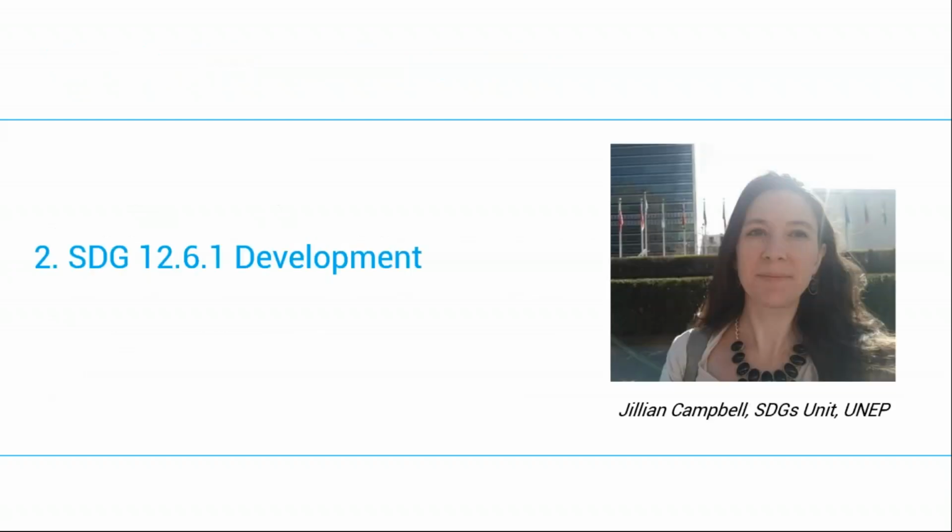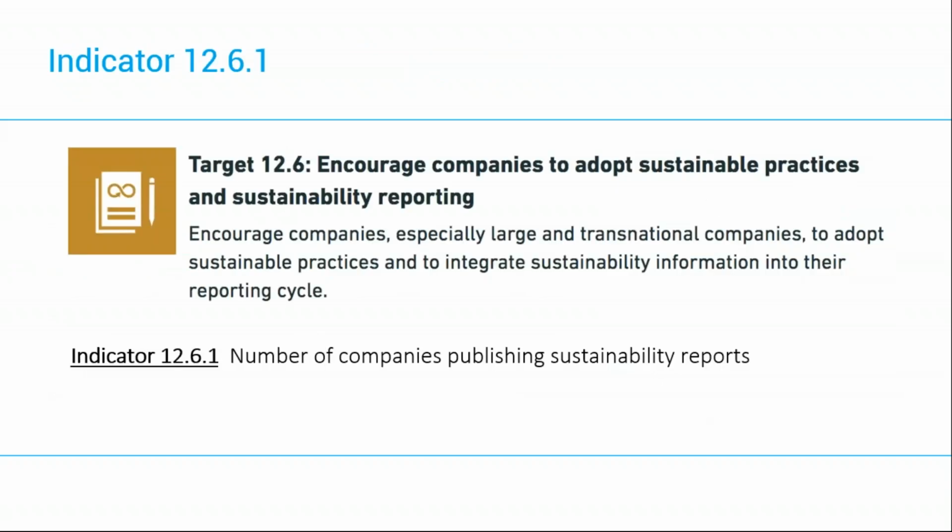And so you can skip to the next slide also. So I just want to say that the actual indicator that we have is under target 12.6, which is on encouraging companies to adopt sustainable practices and sustainability reporting. And the indicator is the number of companies publishing sustainability reports.